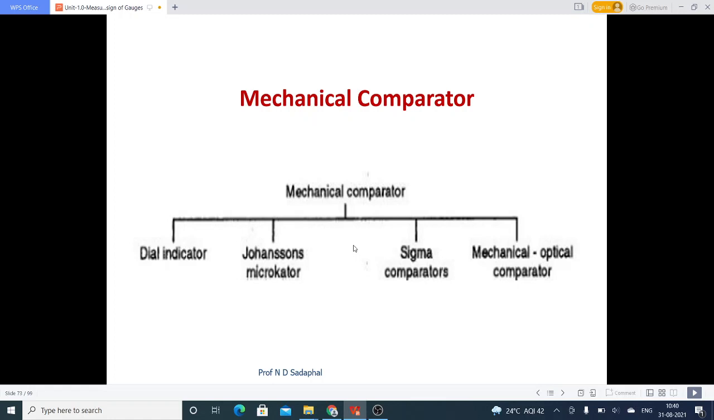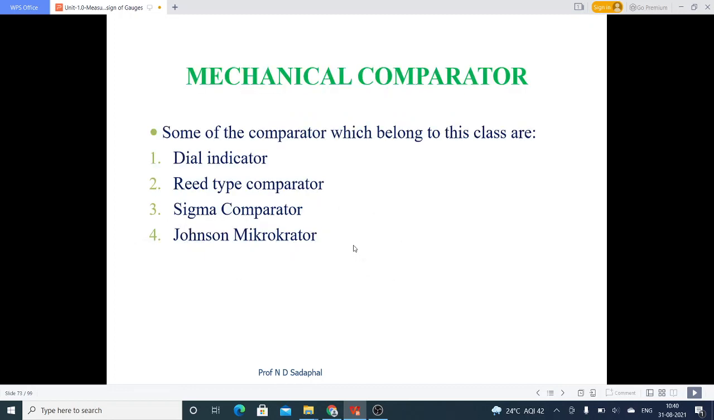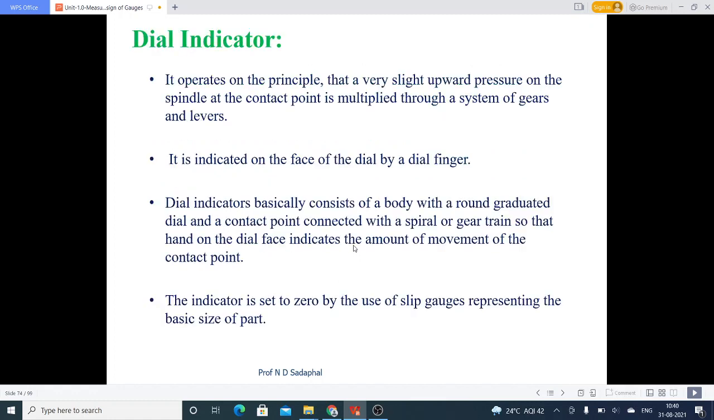So the mechanical comparator is again divided into four types. First is the dial indicator, Johansson Mikrokator, Sigma comparator and mechanical optical comparator. So these are the four types we are basically going to study: dial indicator, reed type comparator, Sigma and Johansson's Mikrokator. So what is a dial indicator?